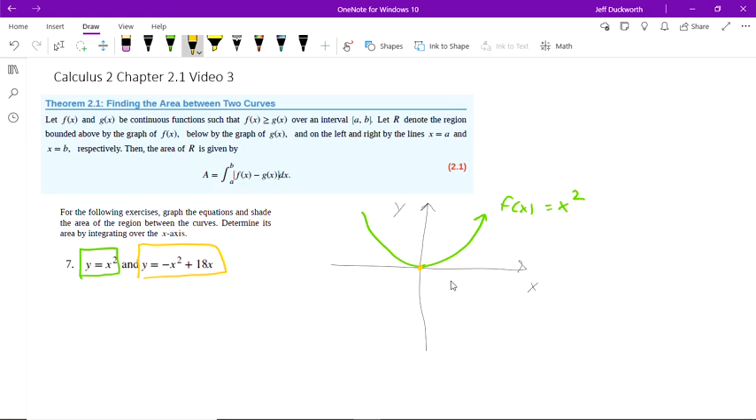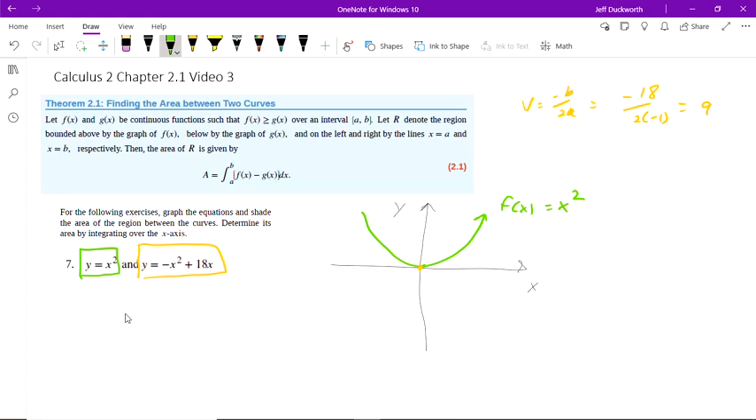And negative b over 2a vertex. So that's negative 18 over 2 times negative 1, which looks like 9. All right, so it's going to be up at 9 as far as we have there. So it's opening downward. So that should probably be our above part, but let's see. In fact, that's probably where they meet, given where we're at here, but let's take a look.